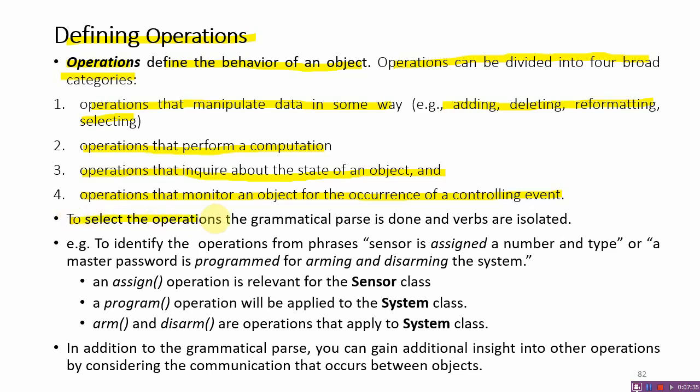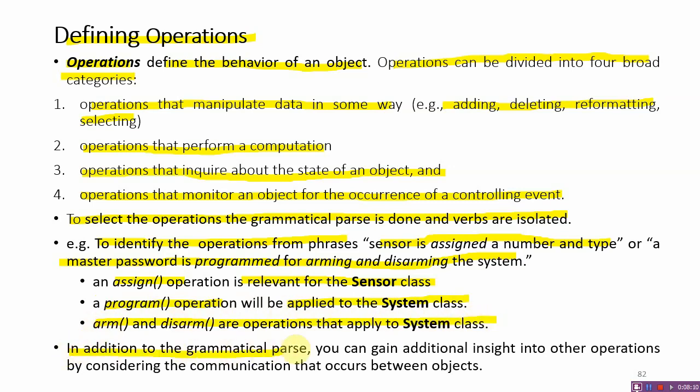To select the operations, the grammatical parse is done and the verbs are isolated. For example, to identify the operations from the phrases, sensor is assigned a number and type, or a master password is programmed for arming and disarming the system. So here an assign operation is relevant to the sensor class. A program operation will be applied to the system class, and arm and disarm are the operations that apply to the system class.